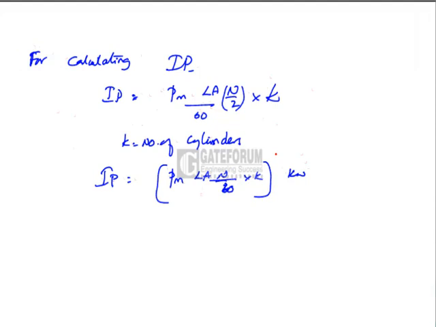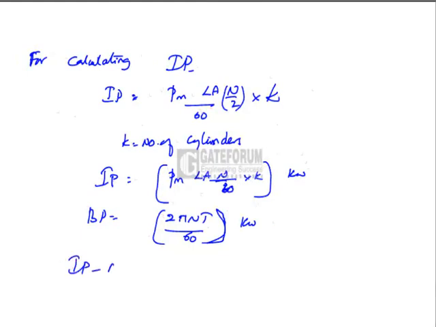For calculating brake power, it is only 2 pi N T by 60, where T is in kilonewton meter. Whether 4-stroke engine or 2-stroke engine or multi-cylinder engine or single cylinder engine, the formula for brake power is the same.